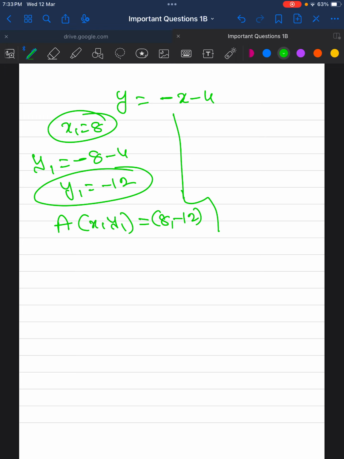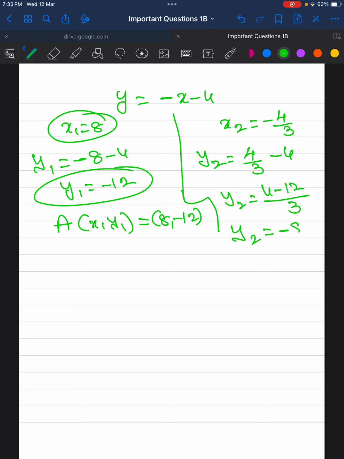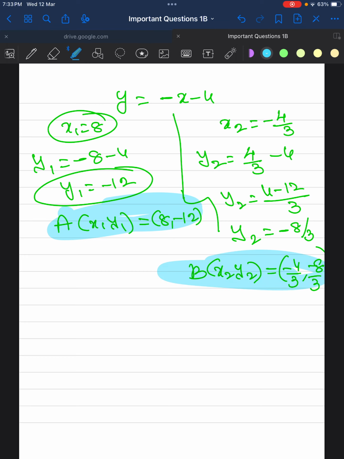Now next, x2 is minus 4 by 3. So y2 will be minus into minus, plus 4 by 3 minus 4. y2 will be 4 minus 12 by 3. y2 will be minus 8 by 3. Is it clear for everyone? So x2 y2 will be minus 4 by 3 comma minus 8 by 3. This is our B value. I got A value, here I got B value. All of you observe this.